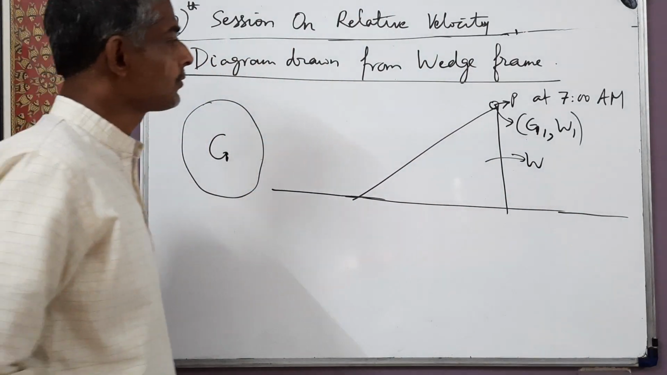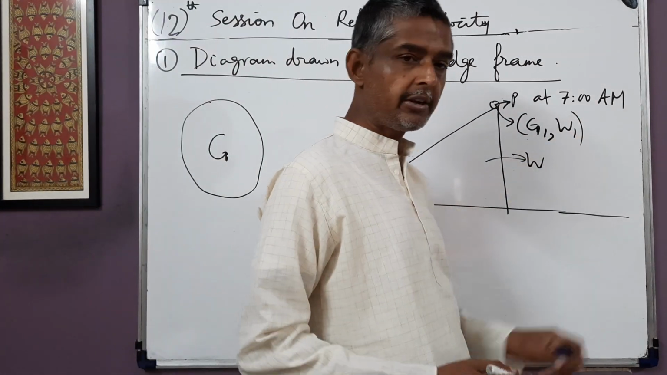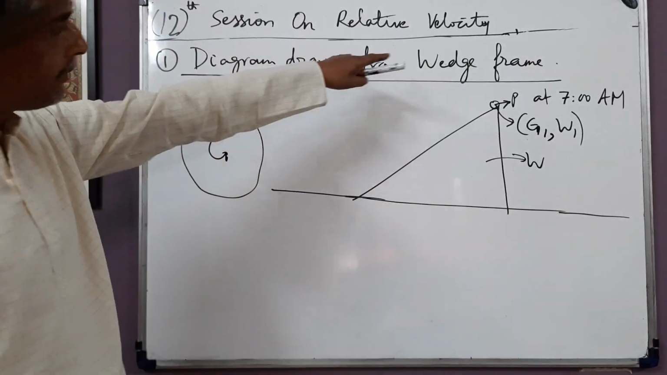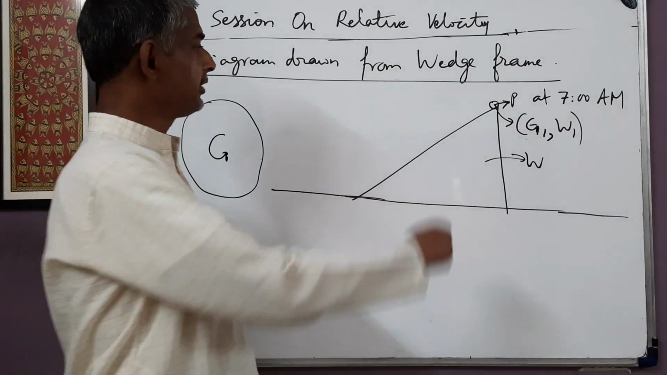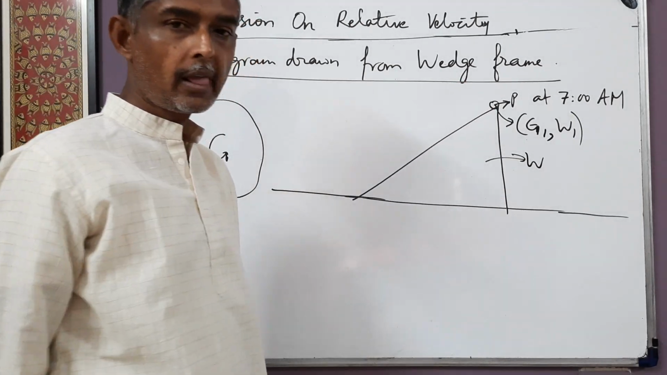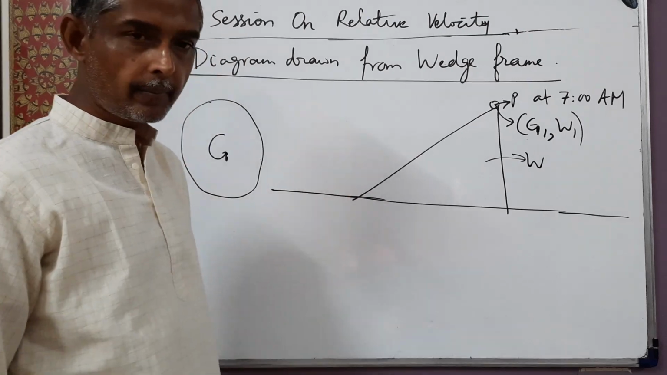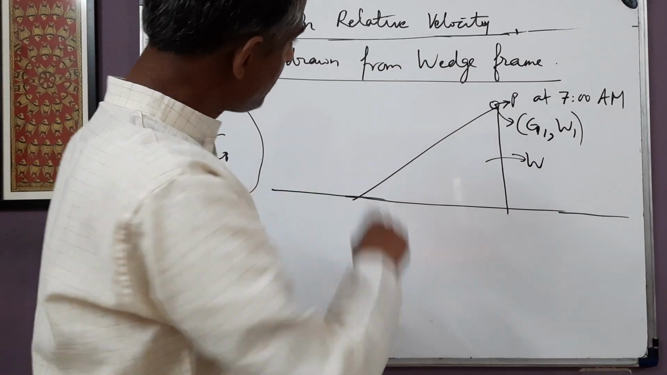P occupies location G1 of the ground frame and location W1 of the wedge frame at 7 am. Now again in this case we'll draw the diagram from the wedge frame. Suppose the point moves downward, and at 7:05 am it comes here.